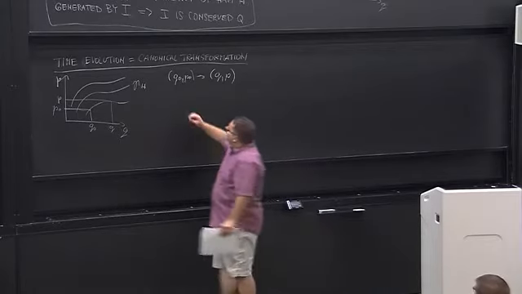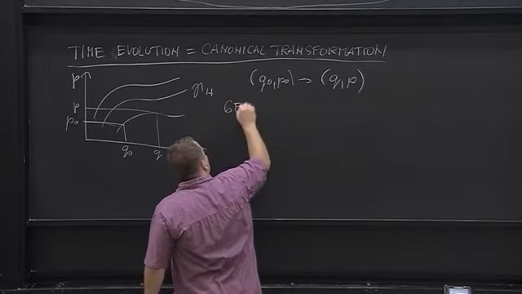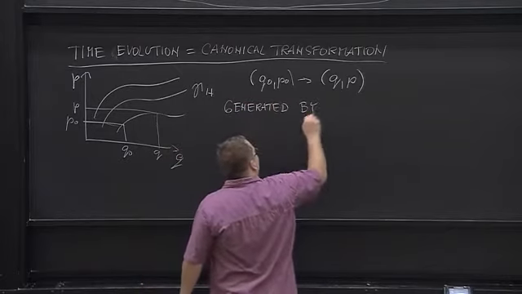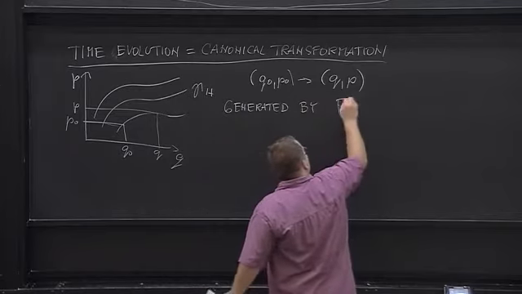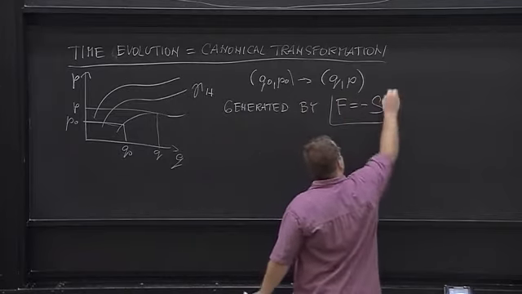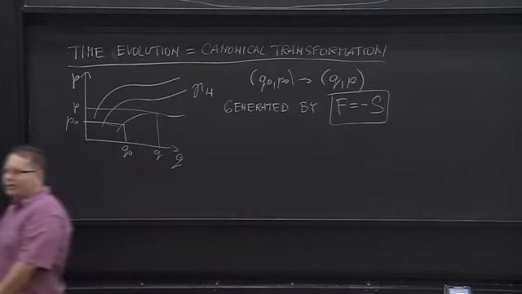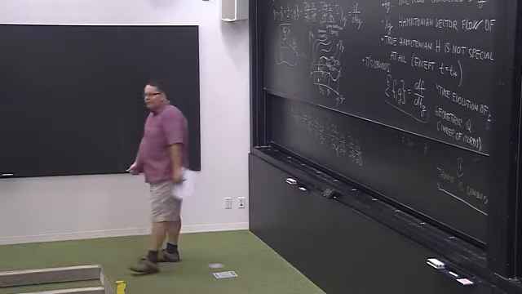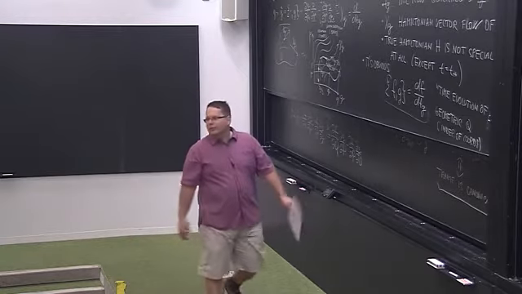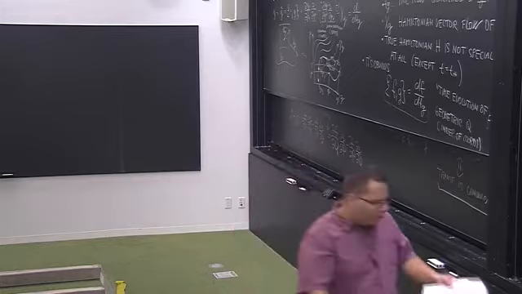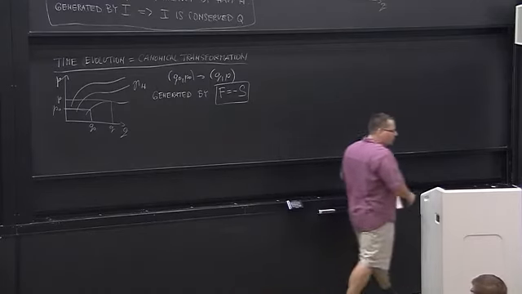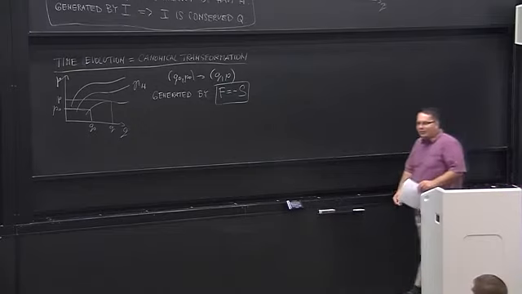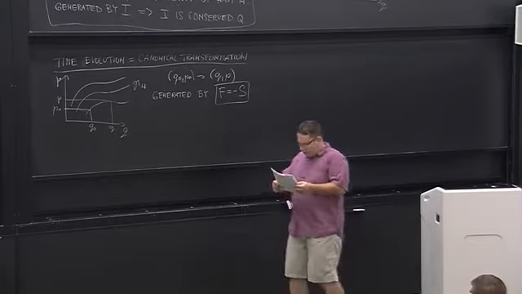And so the statement is this is generated by the generating function F equals minus S. Now, of course, there are not enough letters in the alphabet. We already used S for the action. So it's a stupid idea to use S again. However, maybe it's not that stupid. The statement is that this generating function basically is the action, but not entirely. It's the action when evaluated on shell.